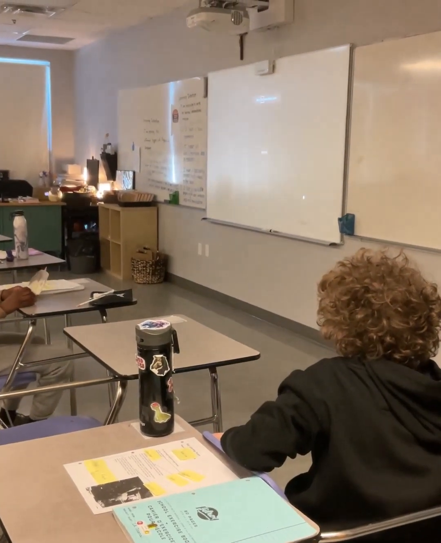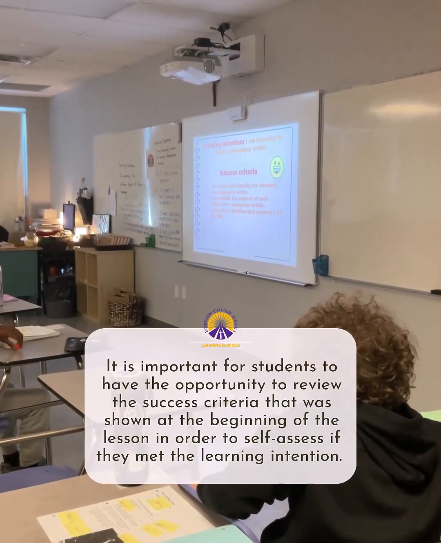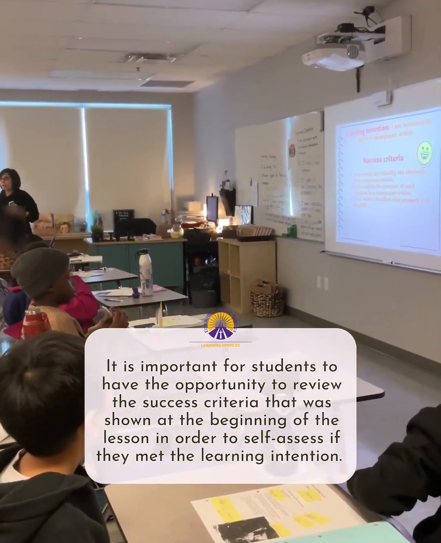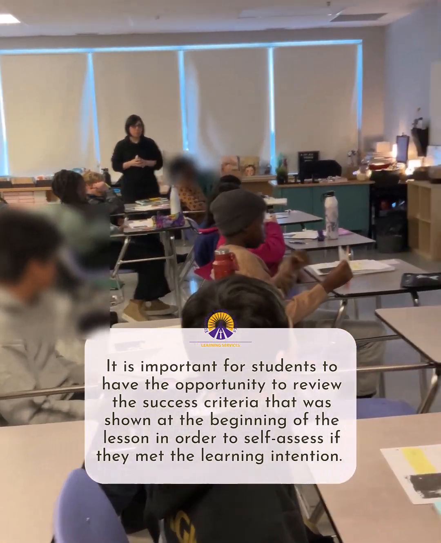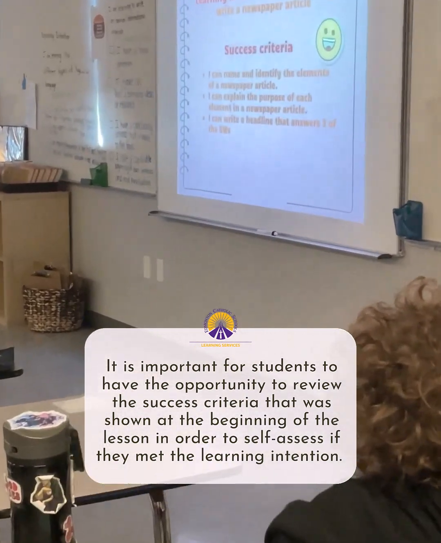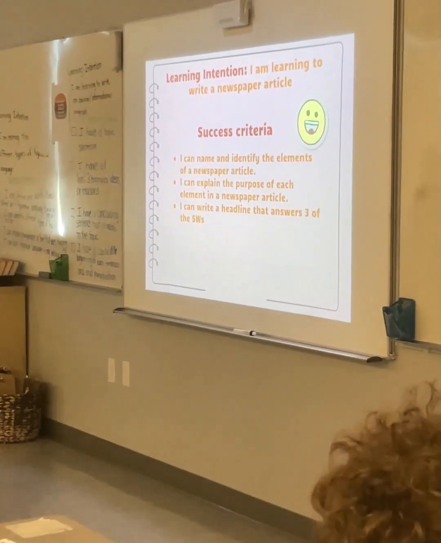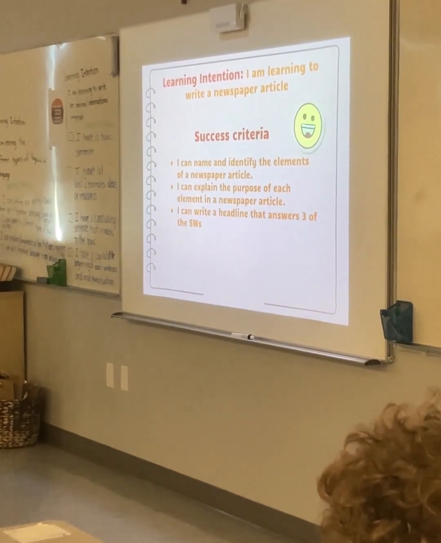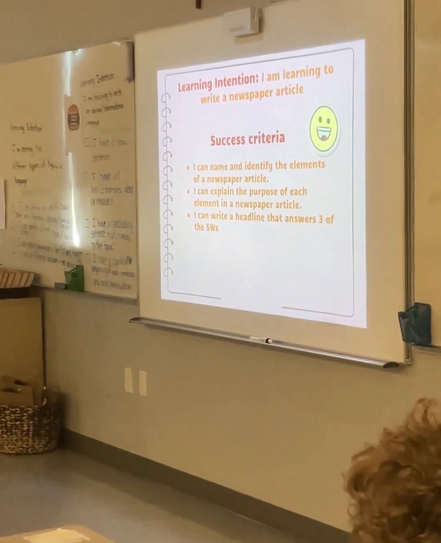Taking a look at what I have on the board, we know that we're learning about how to write a newspaper article, and so before we can write it itself, we have to learn the elements. Look at my success criteria. Which of those success criteria have we gone through? I can name and identify the elements of the newspaper. Exactly. You named them when you wrote them on your sticky. You identified them when you put your stickies on your paper. Is there any other ones that we did?